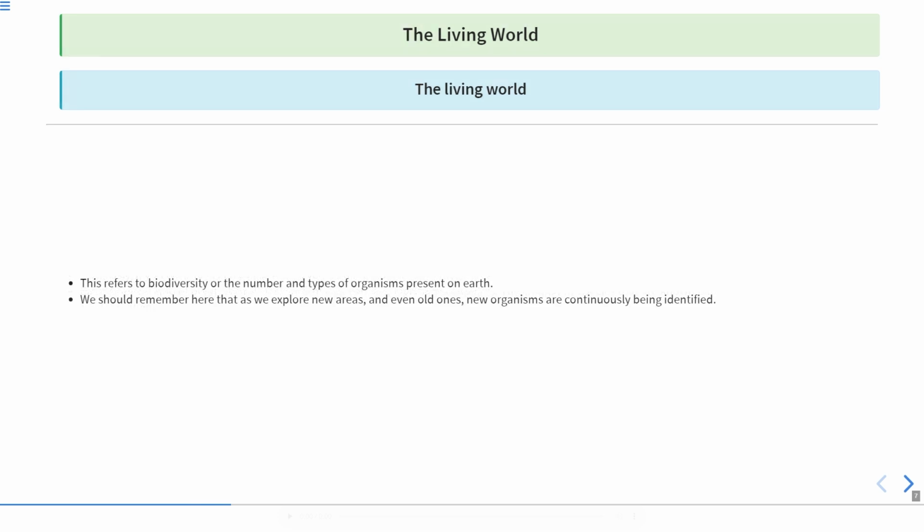Now, this refers to the biodiversity, or the number and the types of organisms present on the earth. Till today, we have 1.7 to 1.8 million species that are described, and this is the biodiversity, or the number and the types of organisms that are present on our earth. So we should remember here that we explore new areas and even the old ones. New organisms are continuously being identified, right?